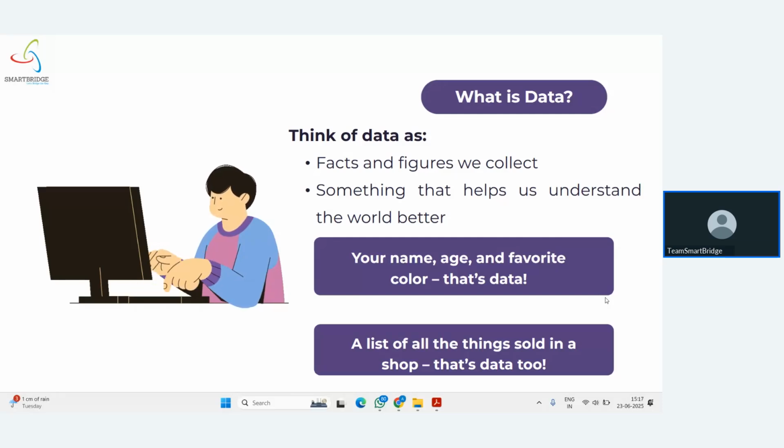So I've told you how important data is. Without data, there is no AI, there is no machine learning, there is no NLP, there is no computer vision, there is no ChatGPT. Anything you search, yes or no, that is also data. Your name, age, favorite color, that's data. A list of all things sold in a shop, that's data. Things in your bag, data. Apps you downloaded on your mobile phone, that is data. Anything we use to solve a problem is data. Good for AI.